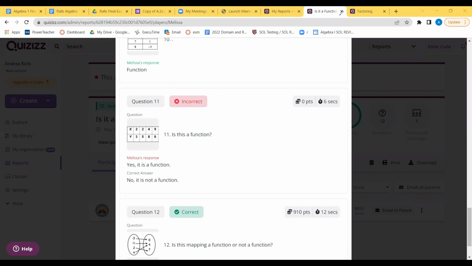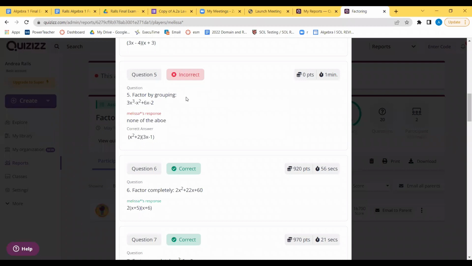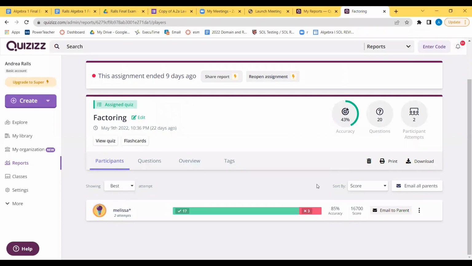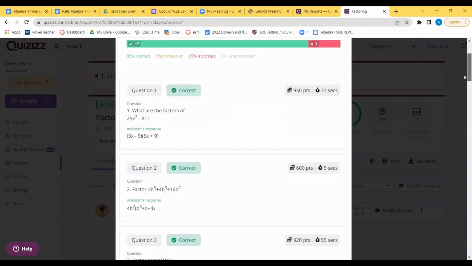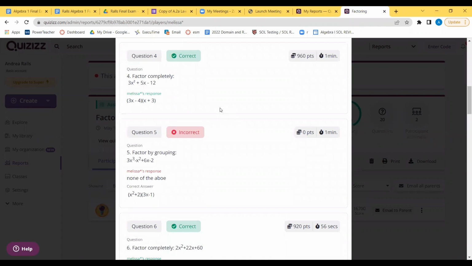Let's take a look at your next one. All right, with this particular one, you got a few wrong, and what I noticed about the ones you got incorrect is most of them had an extra coefficient. So let's take a look here. It says to factor by grouping. You're not going to necessarily be responsible for factoring by grouping. You're going to need to know how to just factor, period.